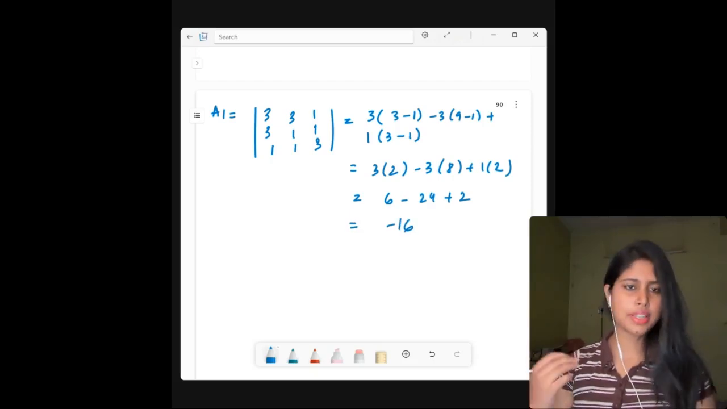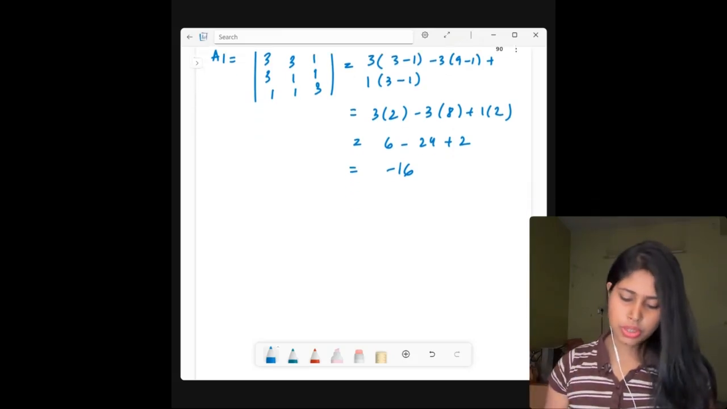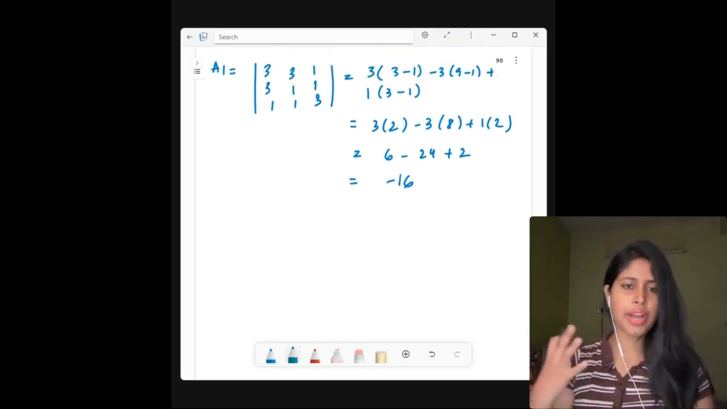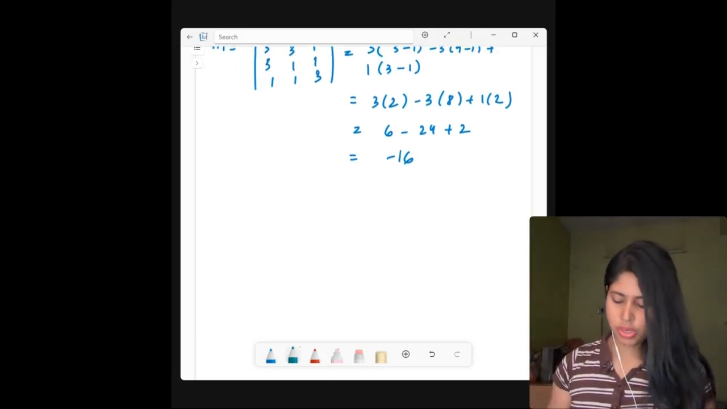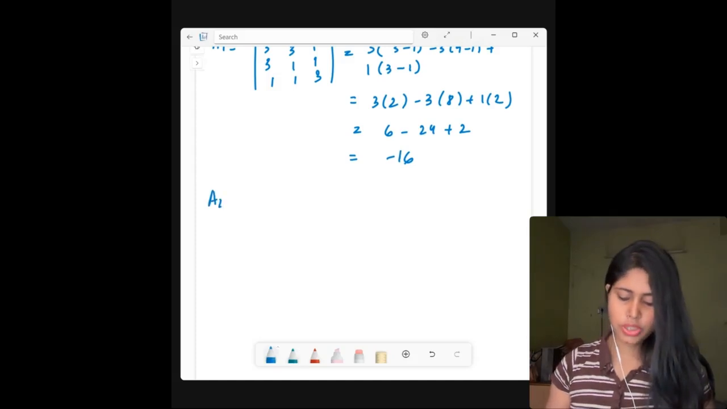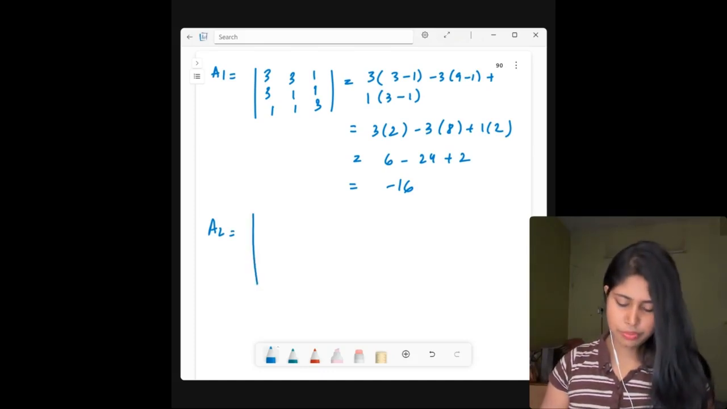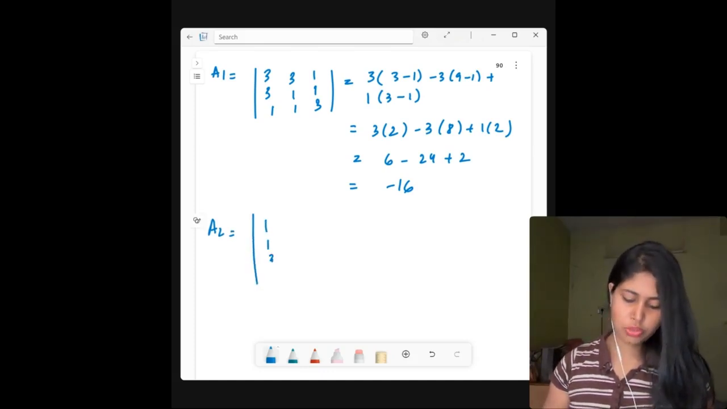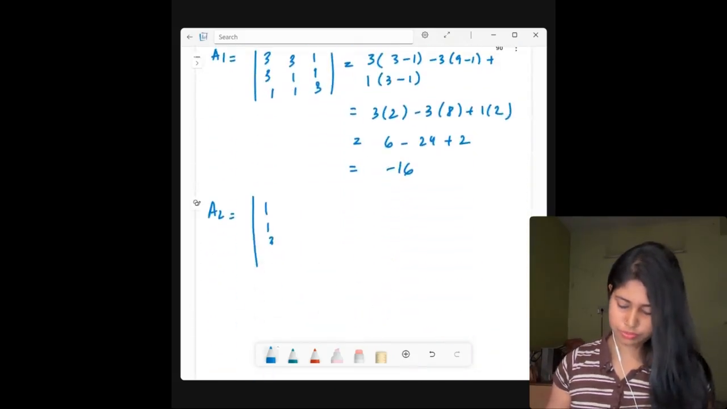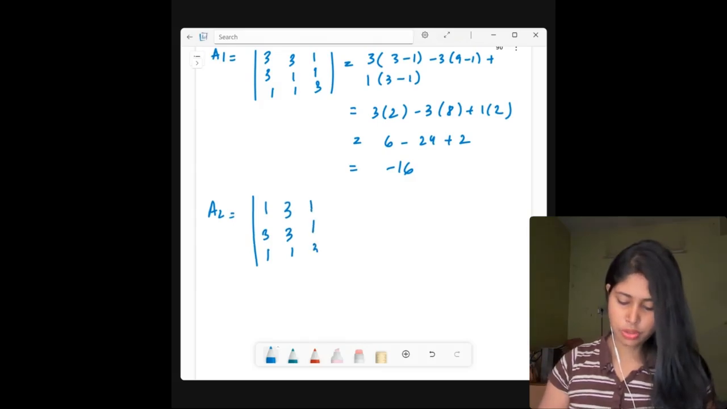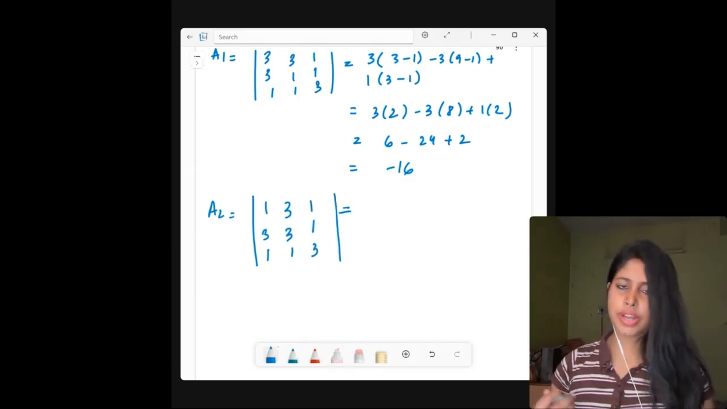Now how will we find C1? C1 will be minus 16 by 20. We can find it here, or we can find it later on. Let us first find A2 and A3. So A2 will be what? Now we will replace the second column with the constant matrix, right? So the first column is 1 3 1, the second column will be 3 3 1, and the third column will remain the same, that is 1 1 3.